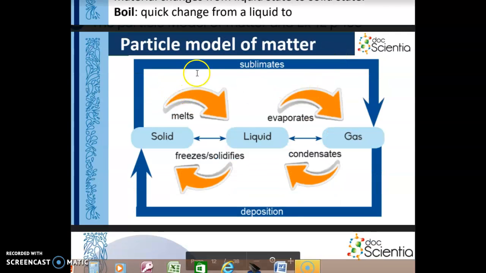And this is the particle model of matter for water. So first we have a solid, then it melts, then we get a liquid, and then when we heat it up again, it's a gas, and then it condenses and it's a liquid again, and then we freeze it and it's a solid.